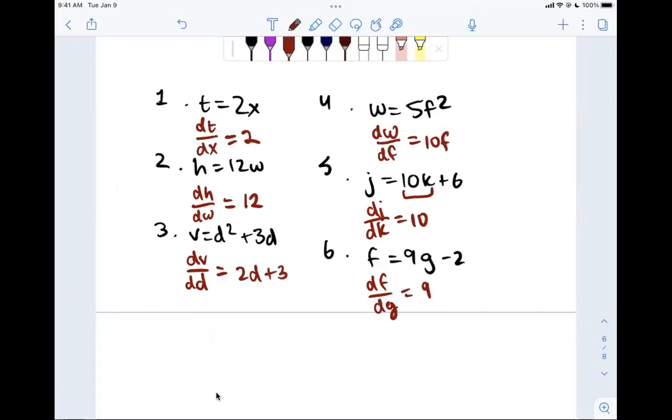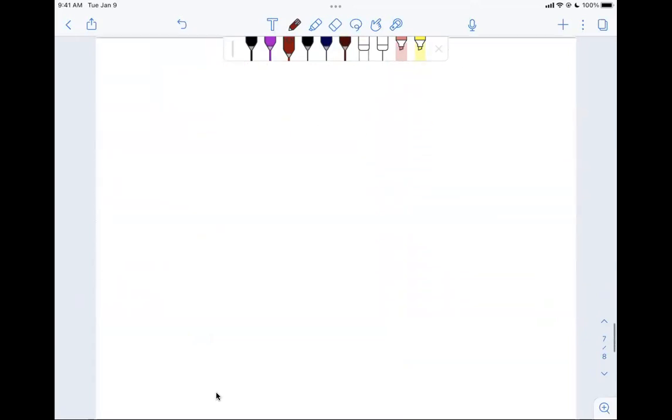Let's do some more examples. So here's a practice problem. Let y equal 3u to the 5th. All right, and find d squared y over du squared. So note that we're using u as a variable instead of x right now. Evaluated at 2.